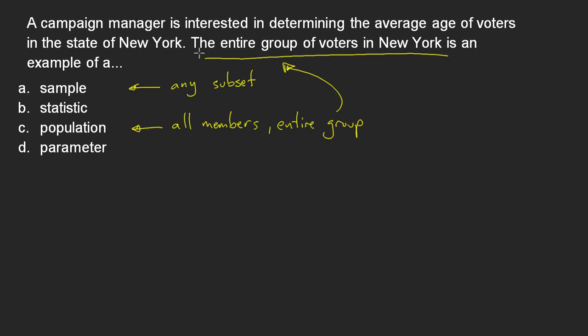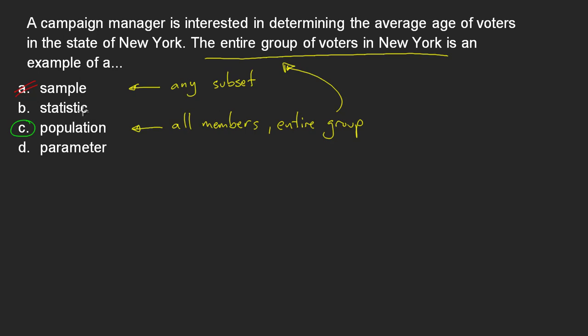Here, we're supposed to identify who the entire group of voters in New York is. And that is the entire group. It's all members of the people we're interested in, the voters in the state of New York. So we've identified here that we've got a population. We do not have a sample, because a sample would not be talking about the entire group.